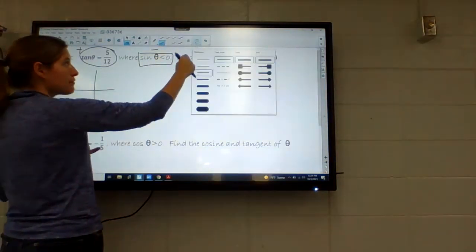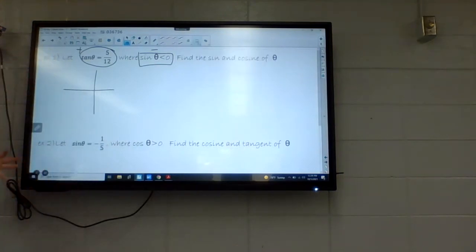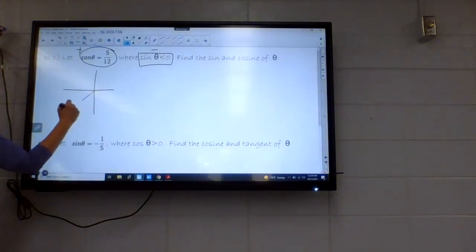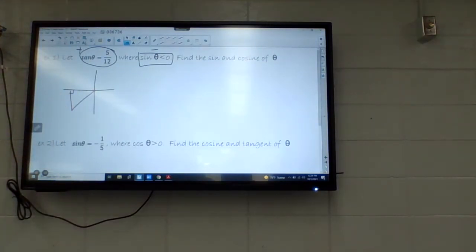Don't let it throw you off that I'm drawing it probably not perfect. I'm just drawing a right triangle. And once I draw it, you might be mad at me for drawing it the way I did, because it's going to be lopsided.